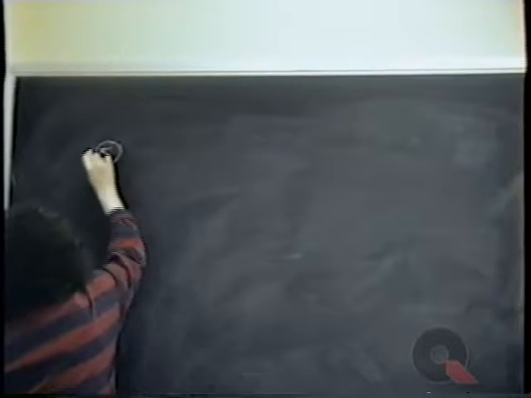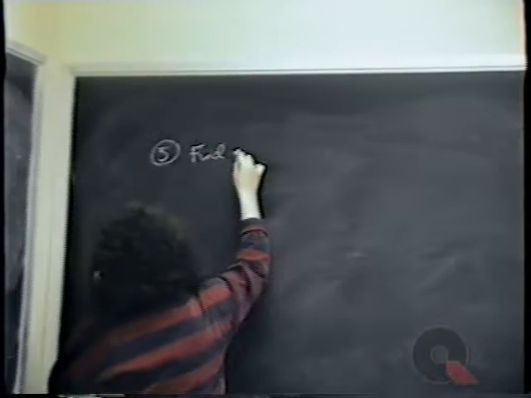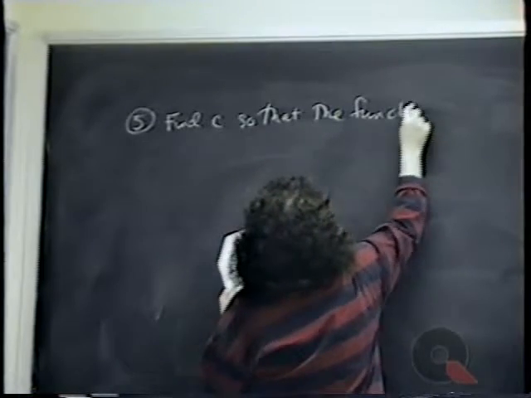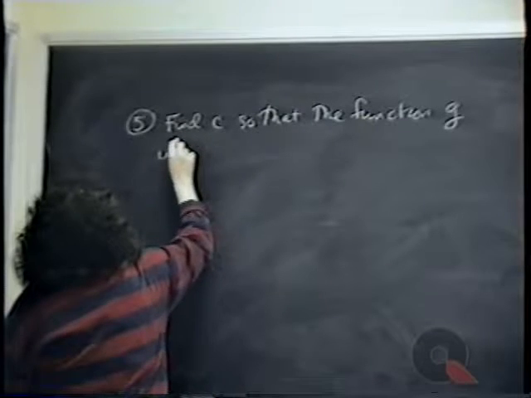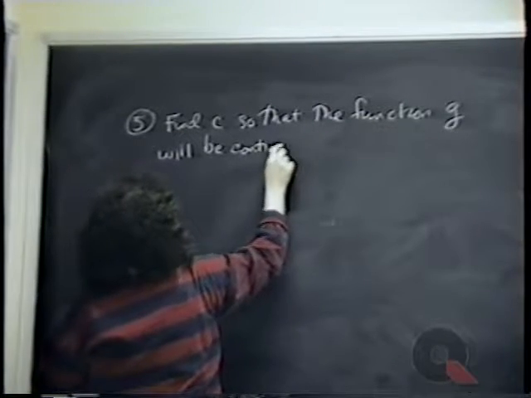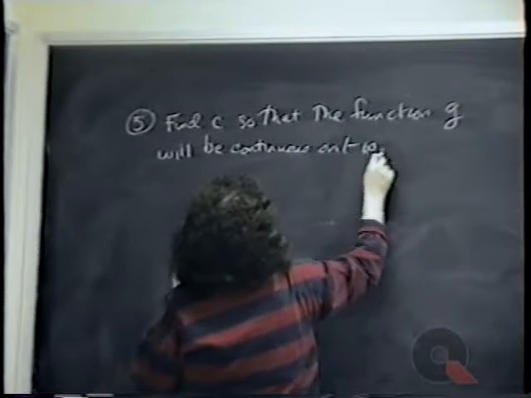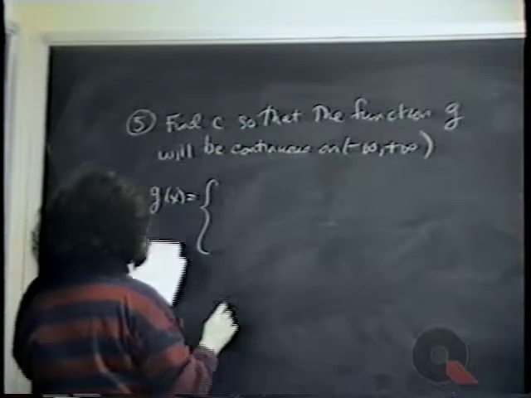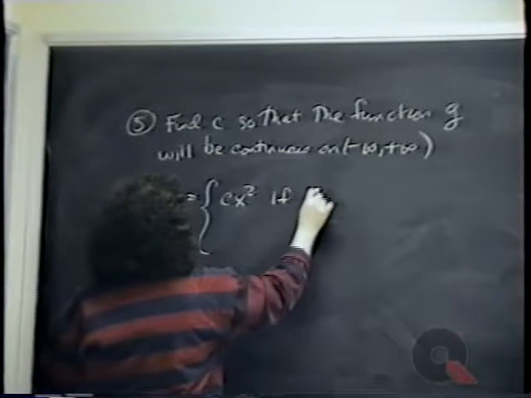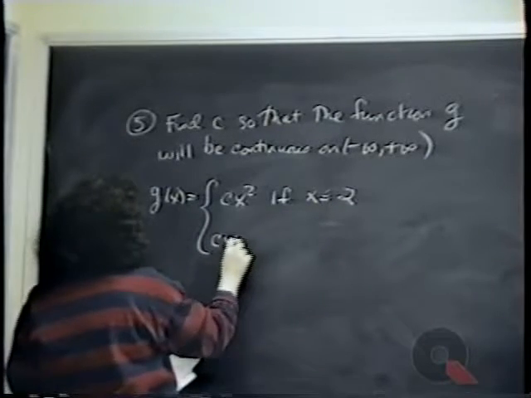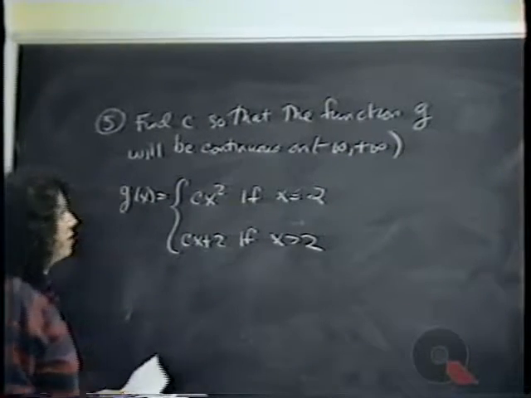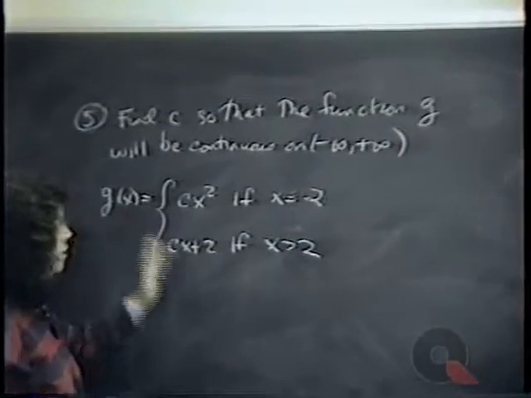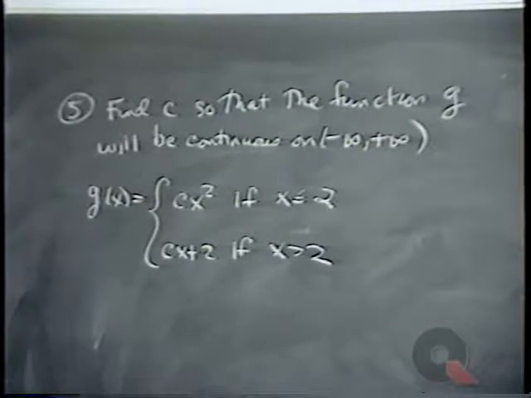For our last example, let's try the following. I want you to find c so that the function g will be continuous on minus infinity to plus infinity, where the function g is defined to be the following split function. g of x is cx squared if x is less than or equal to 2, and cx plus 2 if x is greater than 2. I want to find the number c to make this function continuous throughout its domain, throughout the real line.